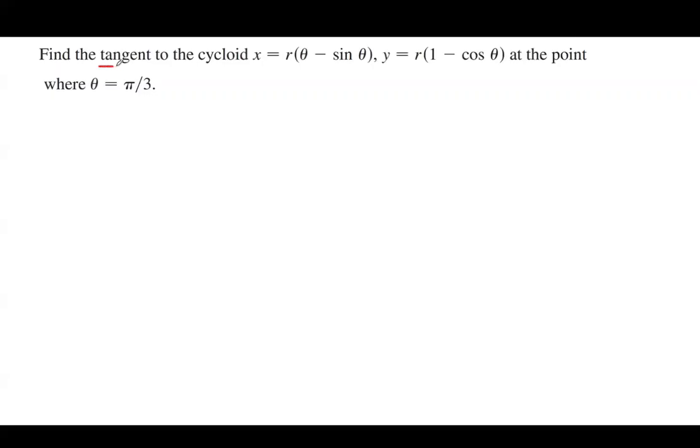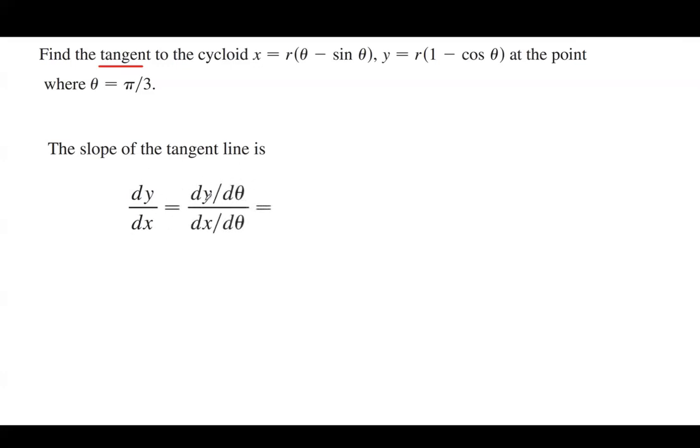Okay, when you're talking about tangent, you're talking about the first derivative. We need to find the slope of the tangent line. To do that, we need to find the rate of change of y with respect to x, which is the rate of change of y with respect to t, divided by the rate of change of x with respect to t, or theta in this case.